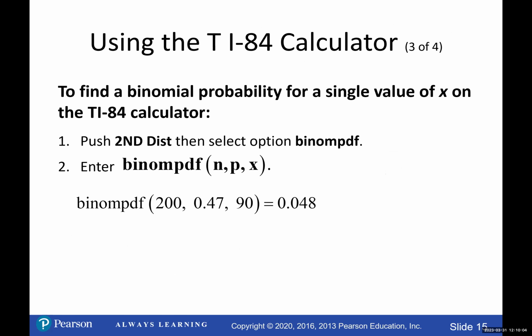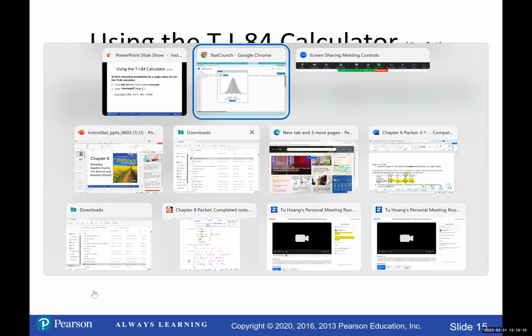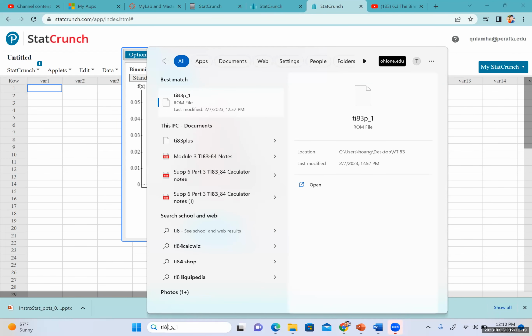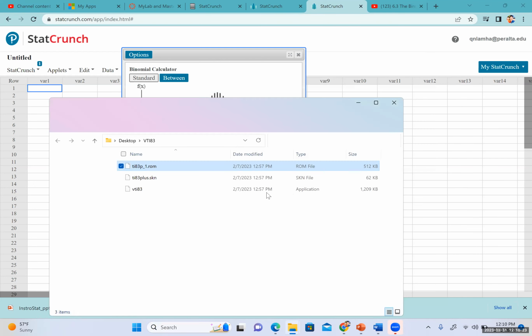Okay, so let's move to the next slide. We're asking you about using TI-84 calculators. Let me show you with calculators. I have a TI-83. Let's open this.